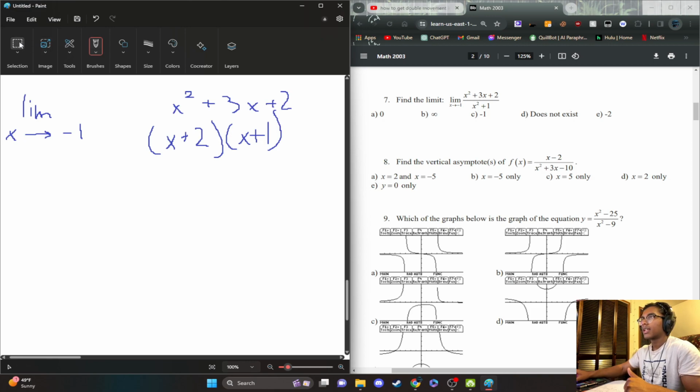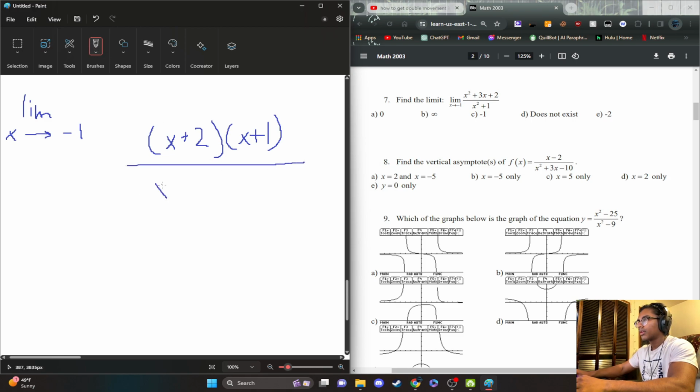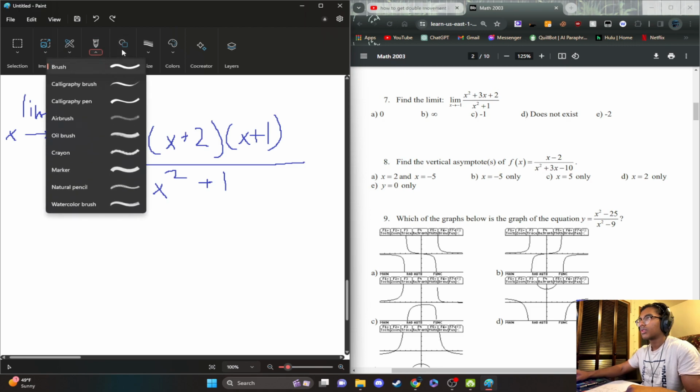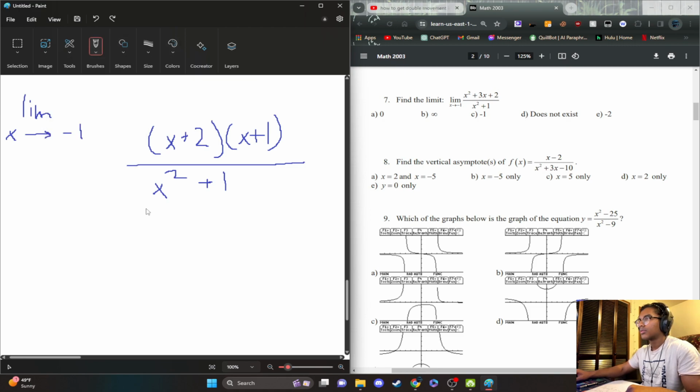This is the same thing as that, so let's delete this. Now that we have that, we're going to put it over x squared plus 1. Now, can we take out anything? Can we factor this? It's not factorable. So what we do is we just plug in the -1. So -1 plus 2, let me get a different color so I can visually do this. Let's just use green. -1 plus 2 is 1. 1 times -1 plus -1 is 0.